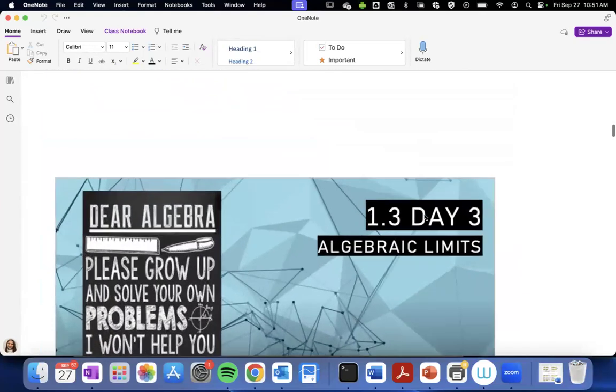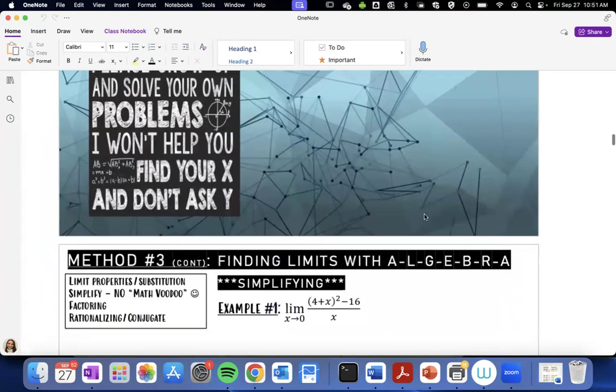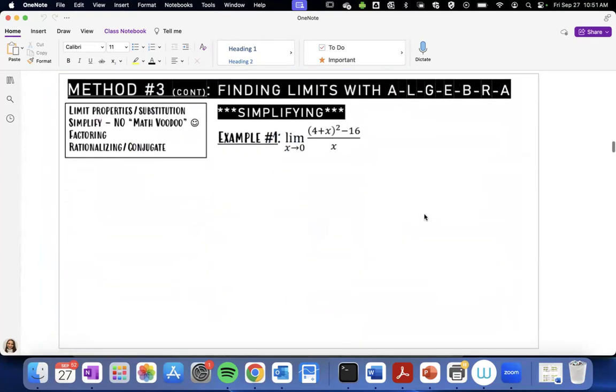So today is solving with algebra, finding limits. So this is like the meat of the lesson. Like this is like the meat of the chapter, finding limits through algebraic manipulation. Here we go. Example 1.